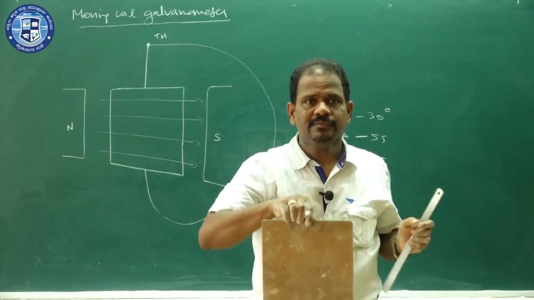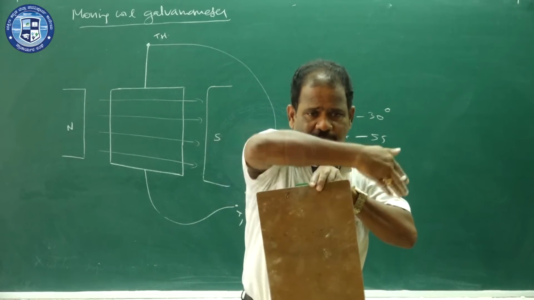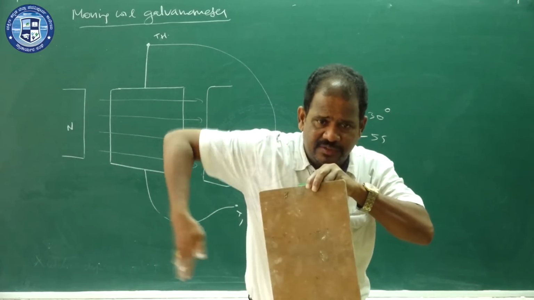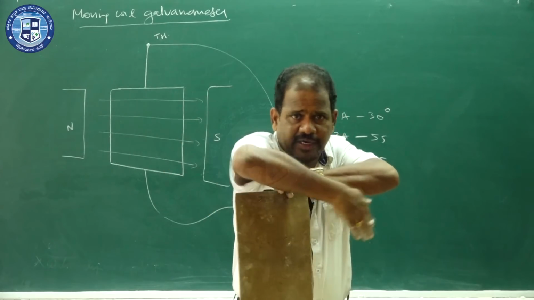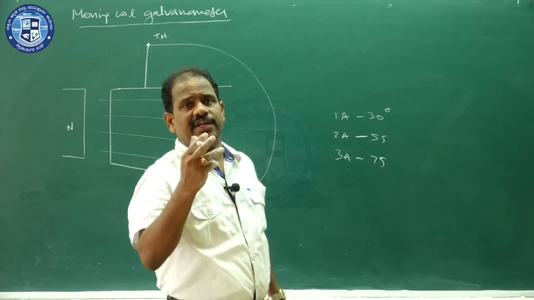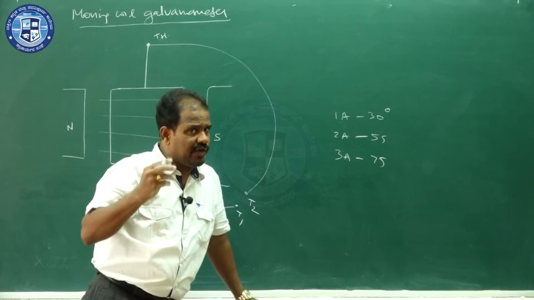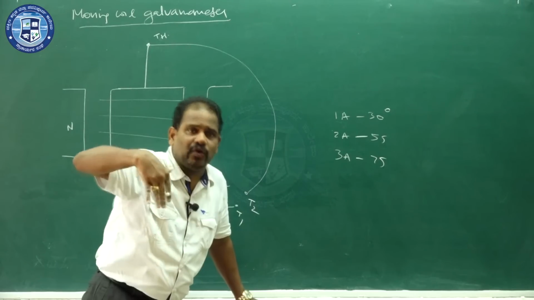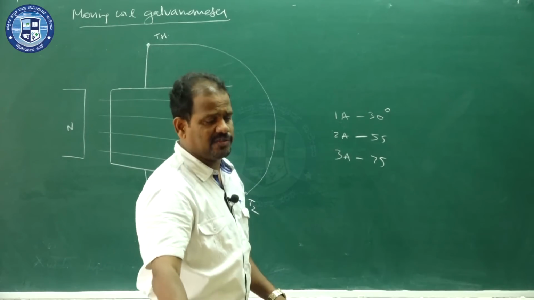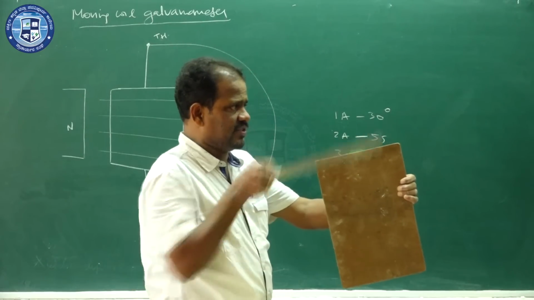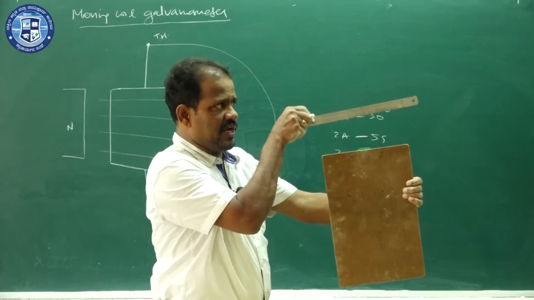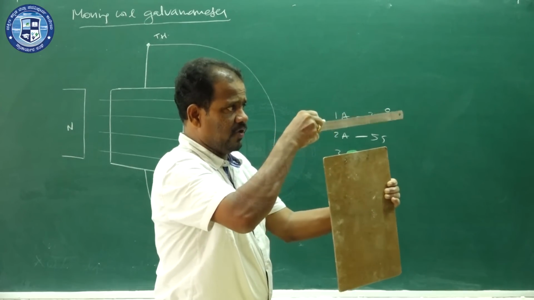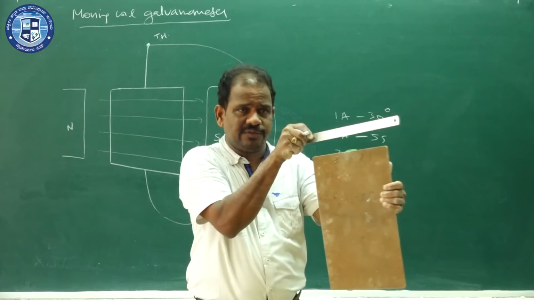Both sides. That means when the coil is here, this should be the magnetic lines. When the coil is in this position, this should be the magnetic lines. When the coil is in this position, this should be the magnetic lines. For any position of the coil, listen, for any position of the coil, the magnetic field lines should be along the plane of the coil. See the scale. When the coil turns, the magnetic field lines also turn.